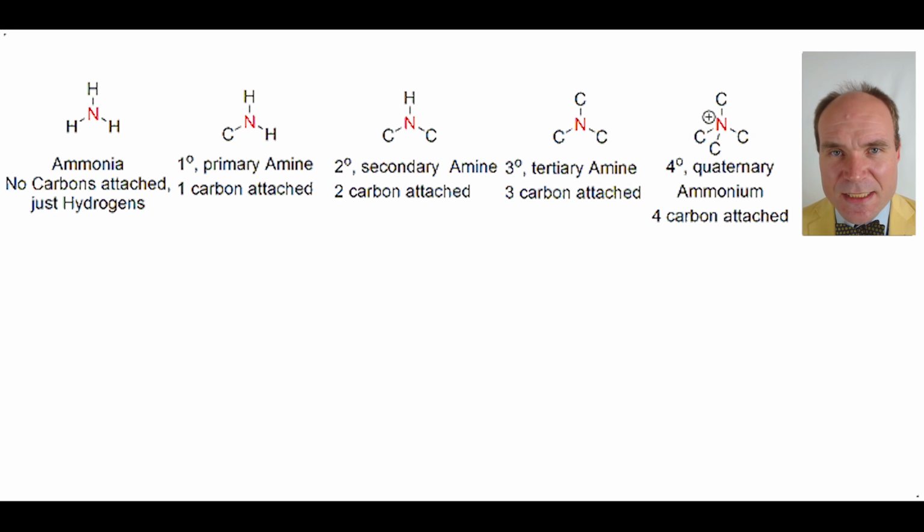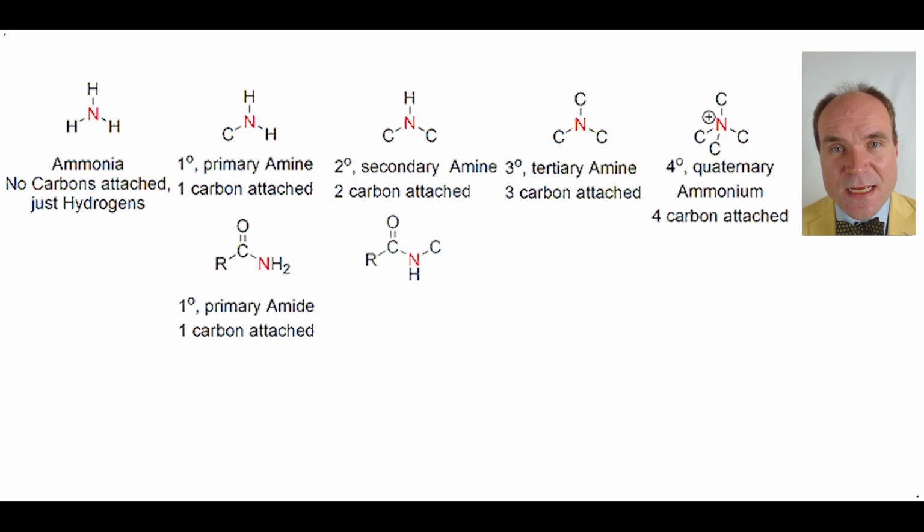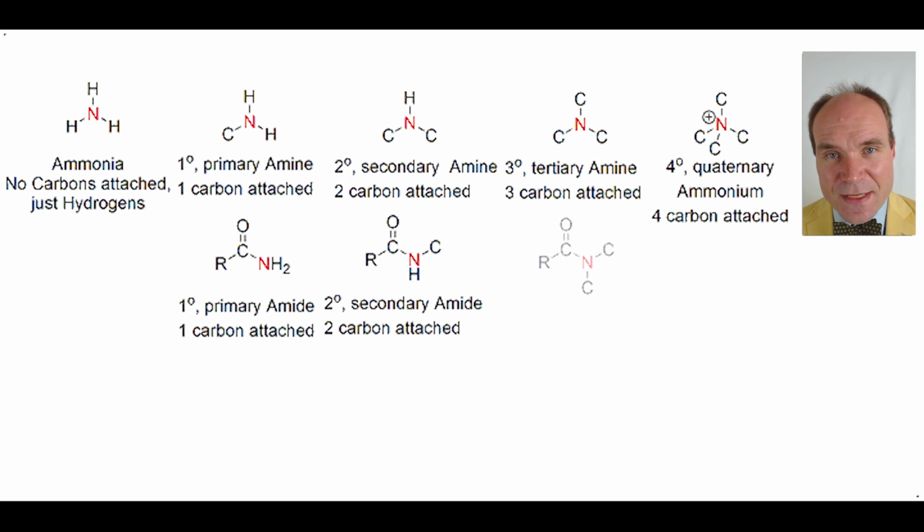This terminology extends beyond amine and ammonium into amides. Here we have a primary amide. It has one carbon attached to the nitrogen. It happens to be the amidic carbon. This is a secondary amide. It has two carbons attached to the nitrogen. And finally, this is a tertiary amide. It has three carbons attached to the nitrogen.